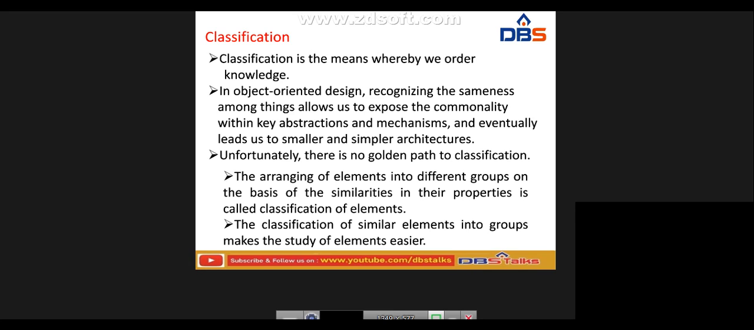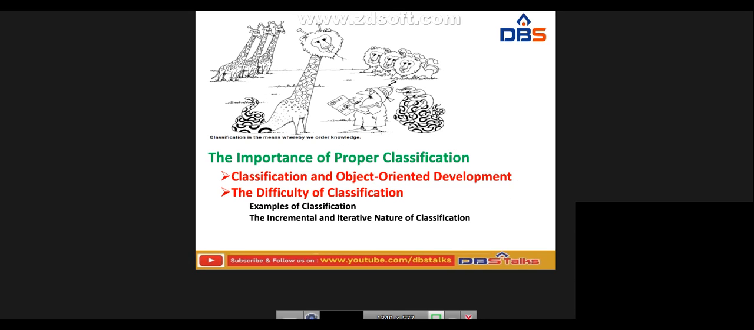And the next one is the importance of proper classification in object-oriented development, that is, the difficulty of classification. Examples of classification and incremental, these are the most important examples of the iterative nature of classification.